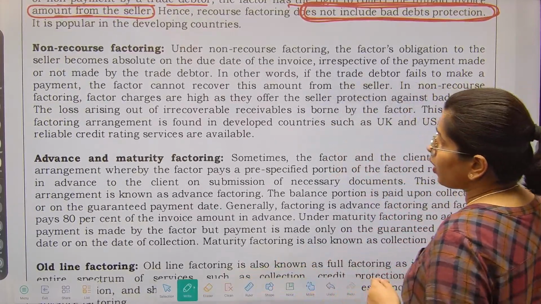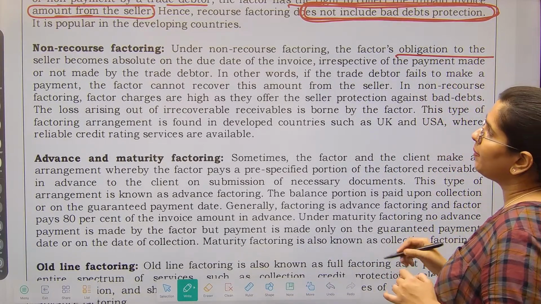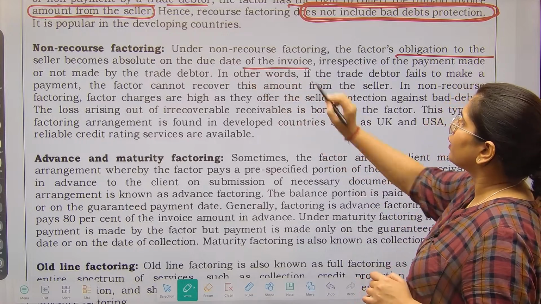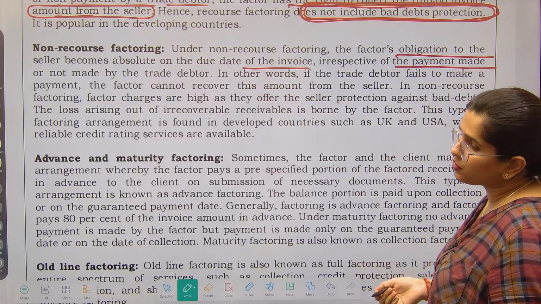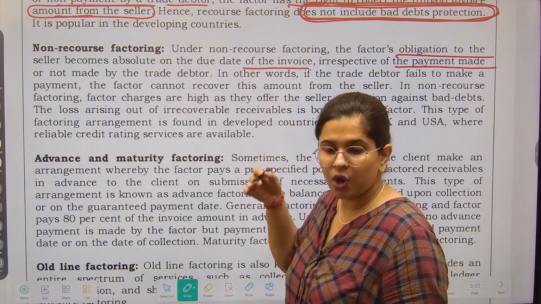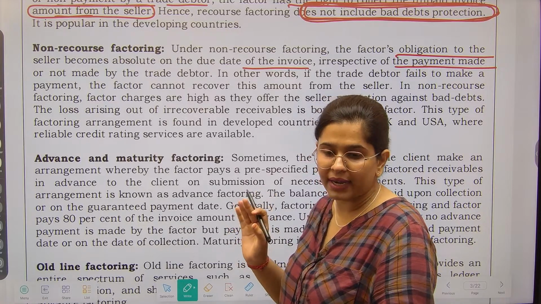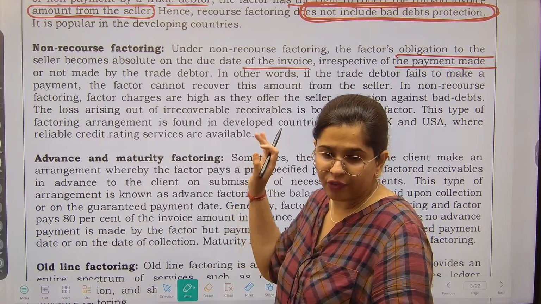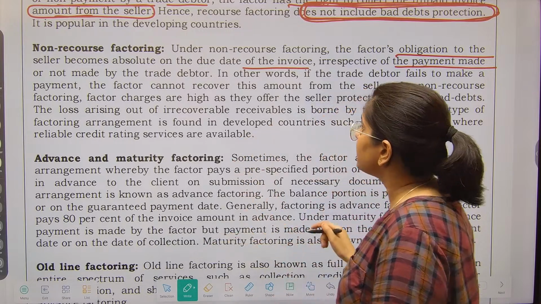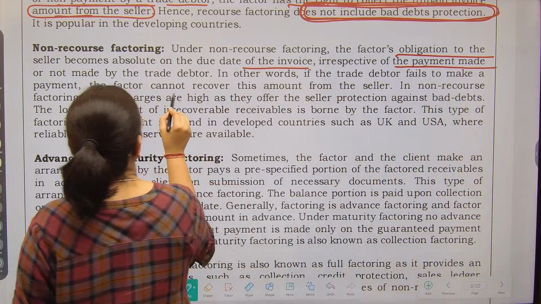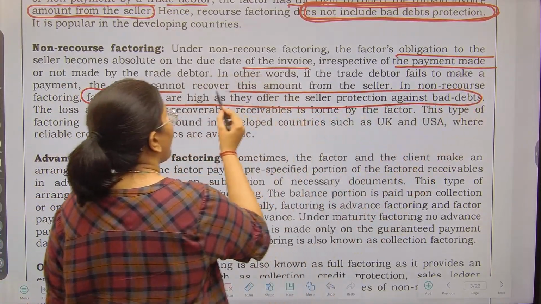Now, under the non-recourse factoring, the factor's obligation to the seller becomes absolute on the due date of the invoice, irrespective of the payment made or not made by the trade debtor. So this is just the opposite of recourse factoring. In recourse factoring, there is no bad debt protection, whereas over here a bad debt protection is provided, and as a result of it, please focus on this particular line, factor charges are higher.